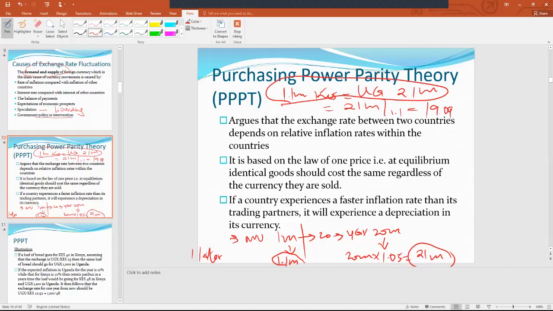Now, what does it mean? Don't forget, the quotation before was 20, and it has decreased to 19.09. This means that the Uganda shilling is becoming stronger. Today, one shilling of Kenya was equal to 20 shillings of Uganda. A year later, one shilling of Kenya is equal to 19 shillings of Uganda. So the Uganda shilling is becoming stronger, the Kenya shilling weaker. Why? Because Kenya has more inflation, 10% compared to 5% in Uganda. Clear?